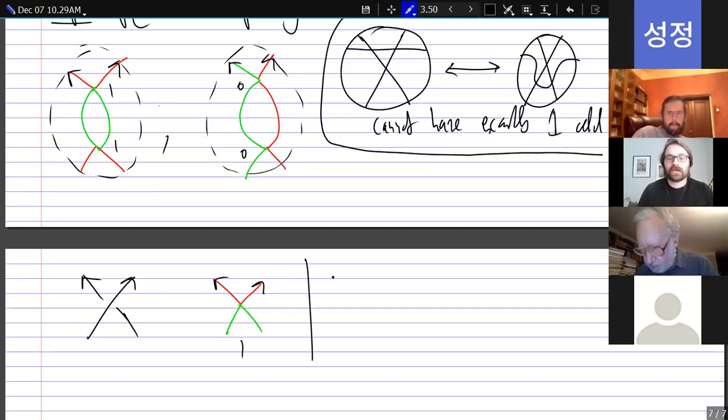So maybe I'll write some words at this definition. Local in nature. Okay, so that yields a parity.